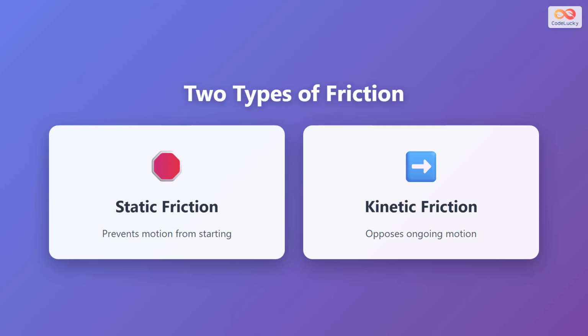There are two main types of friction we need to understand. Static friction prevents motion from starting. It acts on objects that are at rest and keeps them from moving when a force is applied. Kinetic friction opposes ongoing motion. Once an object is already moving, kinetic friction acts to slow it down. Both types work in opposite directions to the applied force, but they behave differently in terms of magnitude.